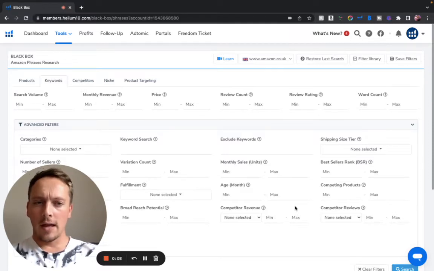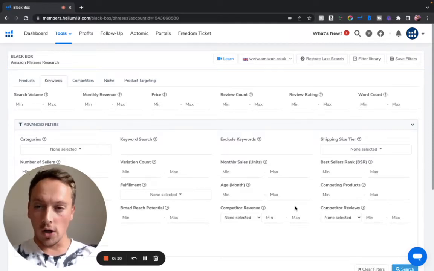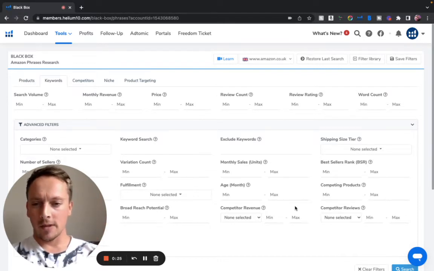So in this video, how to find products as fast as possible using Helium 10. We're going to be using Black Box to do this, and we're going to be doing the keywords search criteria on this. If you haven't used Helium 10 before, let me show you around the tool. It's pretty powerful.